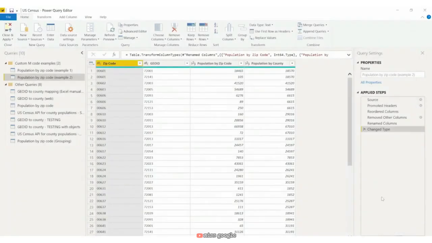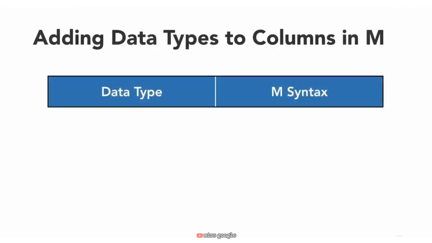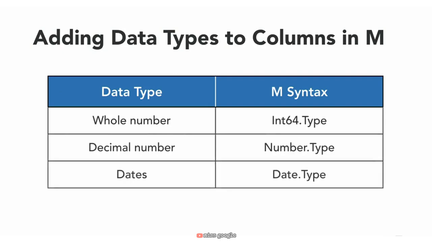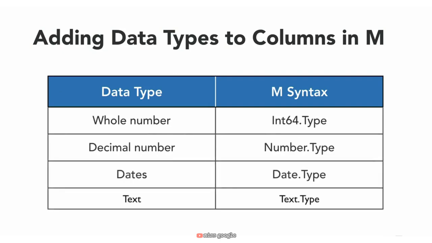We hit done, and we now see we just have one applied step, and that's the change type step, which was the name of the one step that we now have in the advanced editor. We can add the data type as custom M code to the end of the function when adding a new column to a table, which translates to one fewer step in the query editor. On the screen, we see the functions for adding whole numbers, decimal numbers, dates, and text data types to the end of a new column function, which differs from converting data types in a separate step.